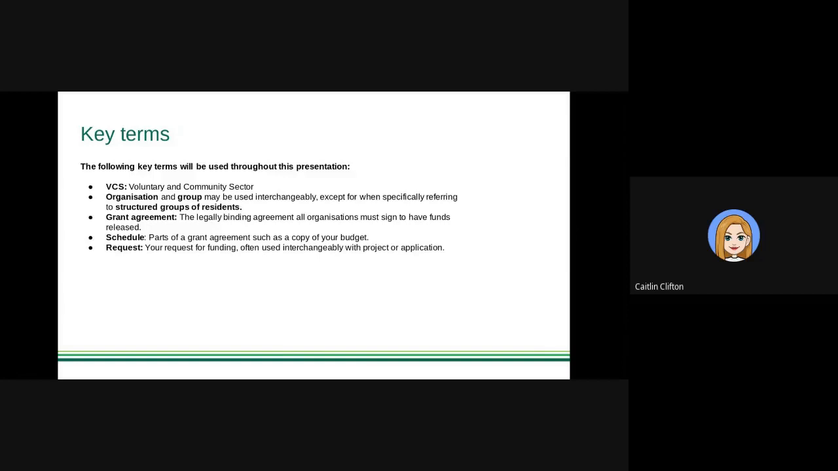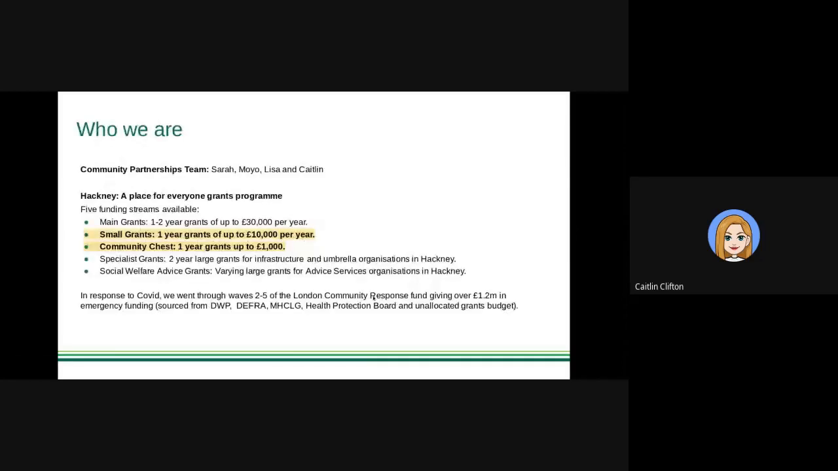I'm sure you're all aware of the grant agreement, which is a legally binding document that everyone who's successful must sign before funds are released. A schedule is commonly referred to in grant agreements, and that's a part of a grant agreement, and it might be a copy of the application you submit or a budget. And request. So when we speak about request, we are talking about your request for funding. And this is often used interchangeably with the words project or application.